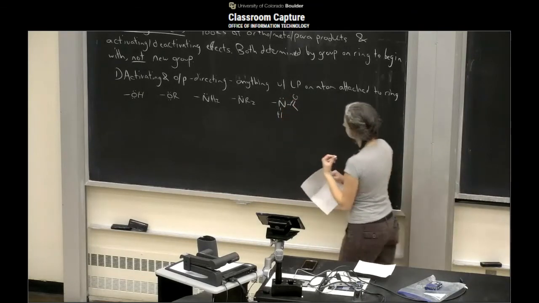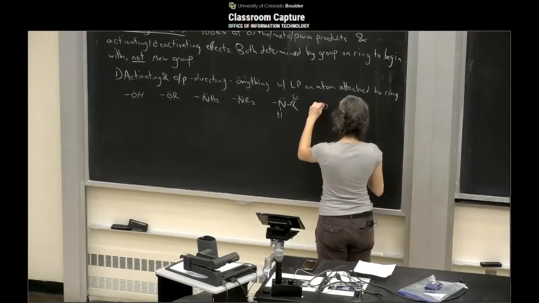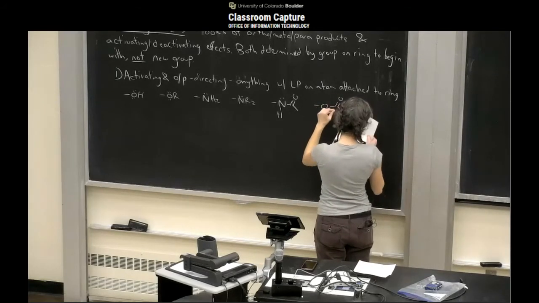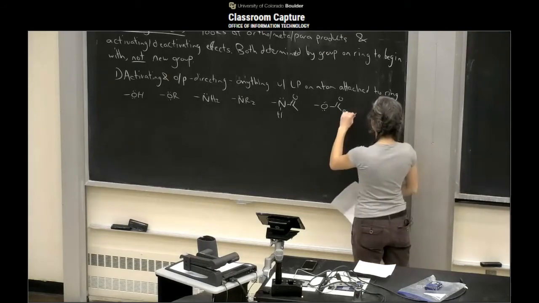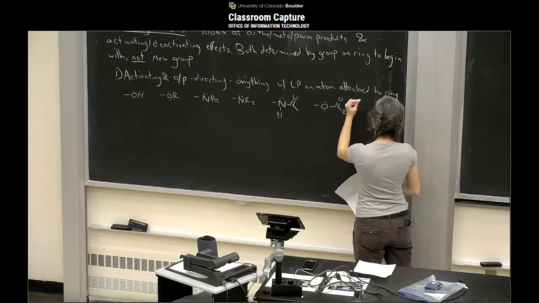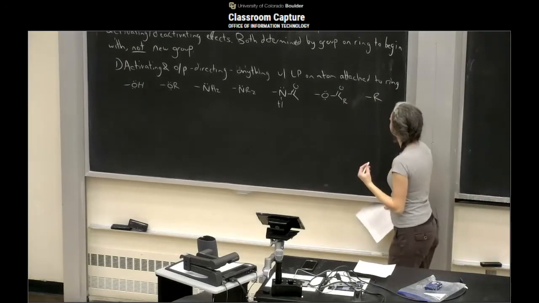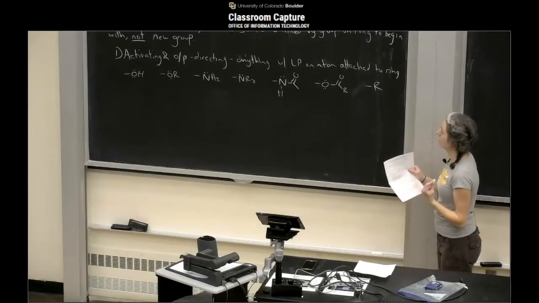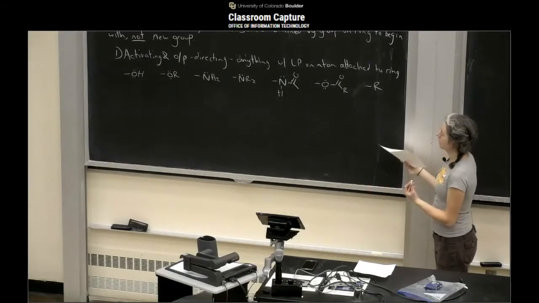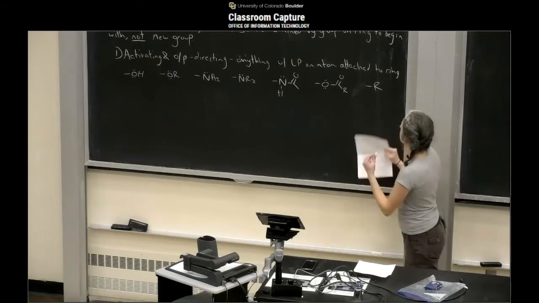So this counts, or this counts. Or just a simple R group also counts. We briefly looked at this last time, but R groups are electron donating weakly through hyperconjugation.